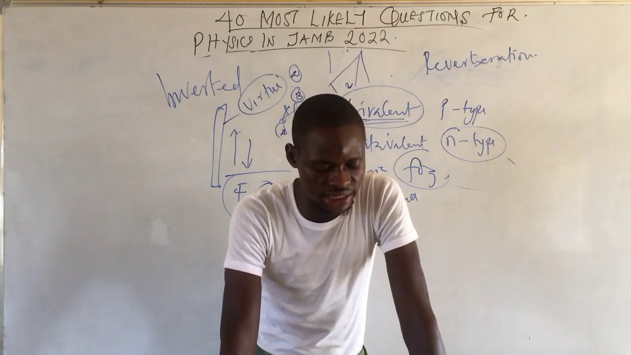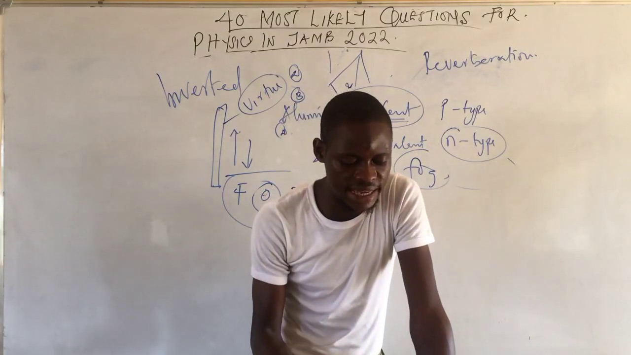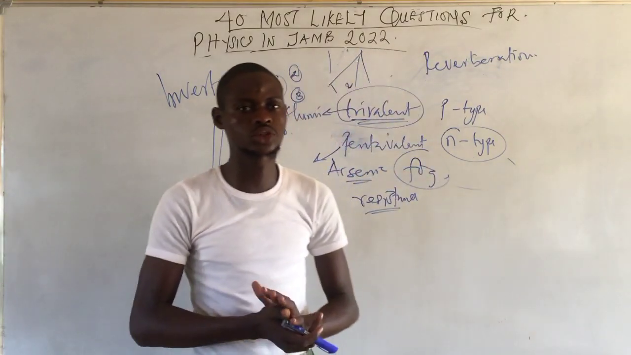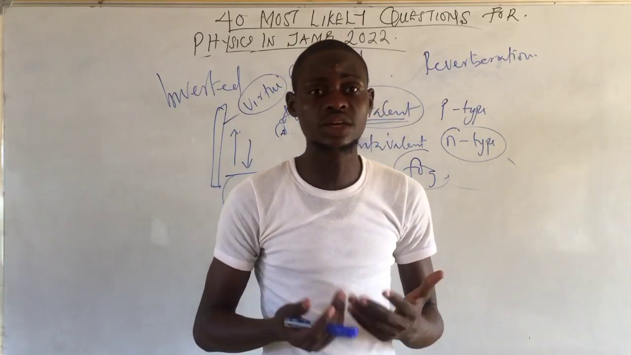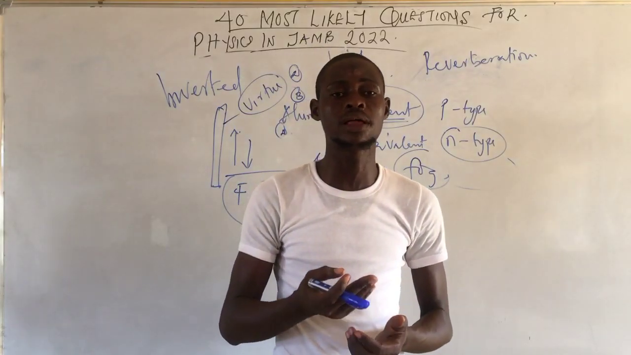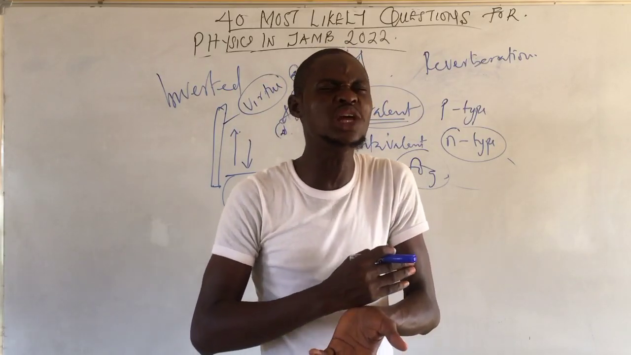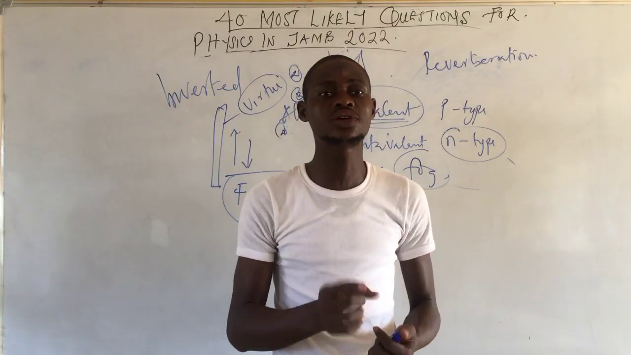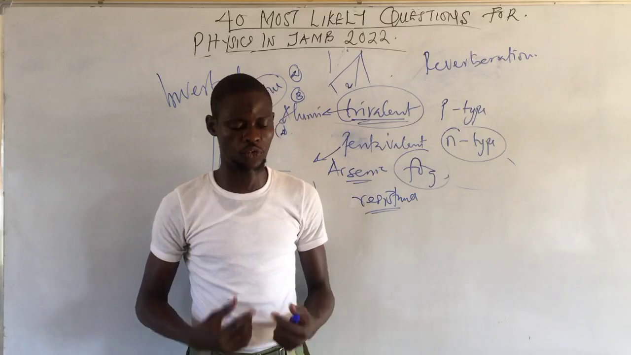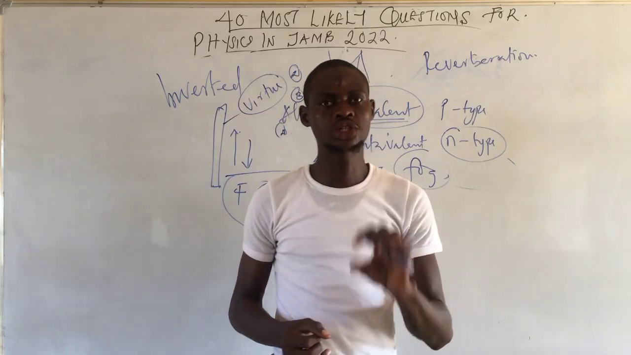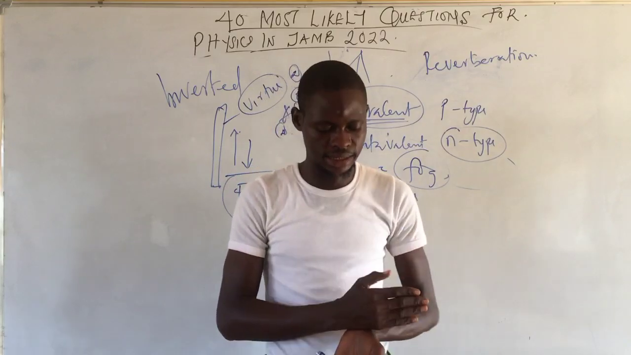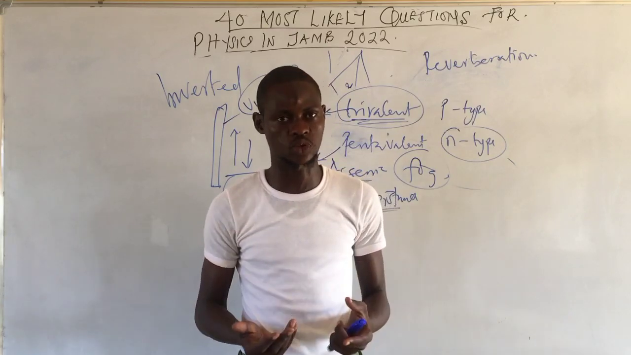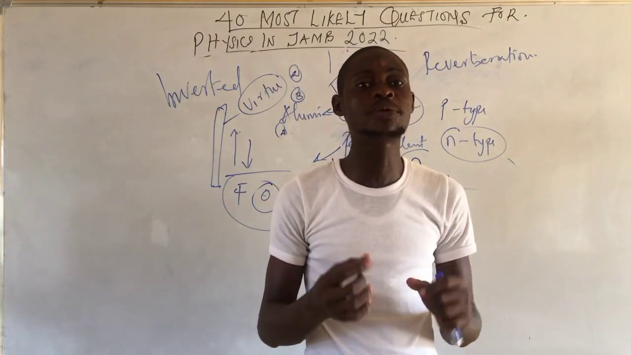Now, the next question, they said in a semiconductor junction diode, as the depletion or barrier layer is forward bias, the layer is what? Now, this question is common. You see, a diode is a device that allows current to move in only one direction. Or let me say that it allows a unidirectional current to flow. Note that a diode only allows a unidirectional current to flow. Now, I just said in a semiconductor junction diode, if the depletion or the barrier layer is forward bias, what will happen to the layer itself? The layer will be narrow.